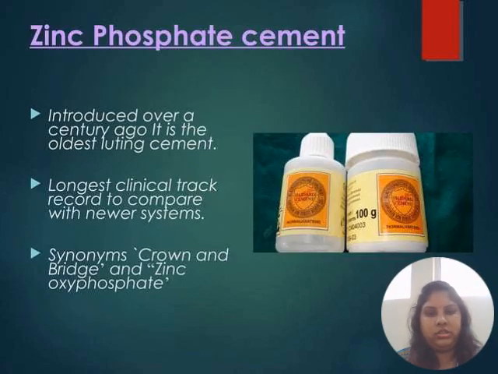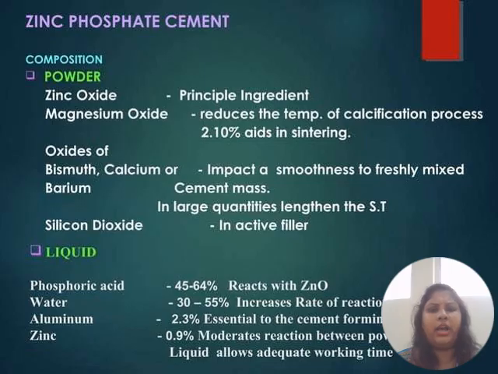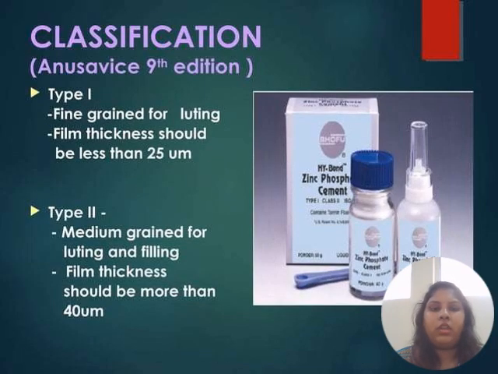Next comes the zinc phosphate cement. Here again you have composition, powder and liquid. According to Anusavice, you have type 1 and type 2. Type 1 is fine grain for luting and type 2 is medium grain for luting and filling.